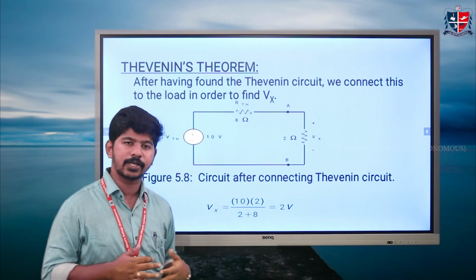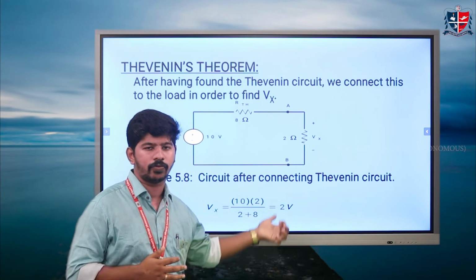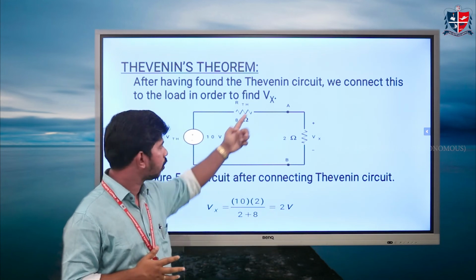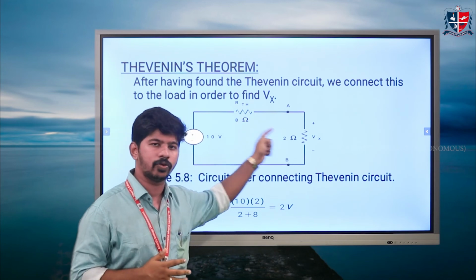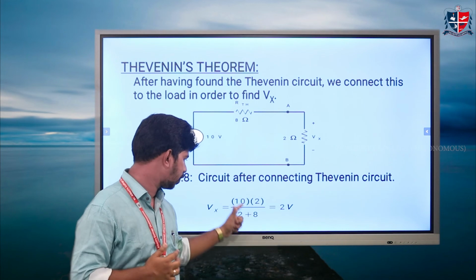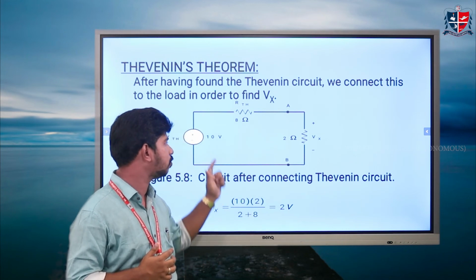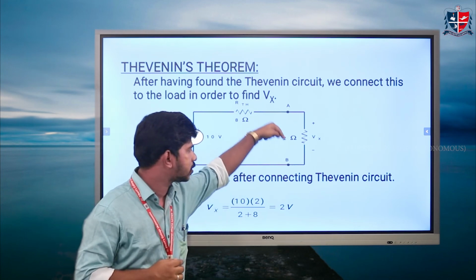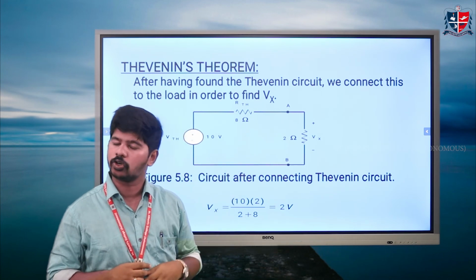So by using simple Ohm's law, current equals voltage by the total resistance. Our total voltage is 10 volt. Total resistance: 8 and 2 are in series, so the net resistance is 8 plus 2. So 10 divided by 8 plus 2 will give you 1 ampere. So 1 ampere is the current that is flowing through our 2 ohm resistance.